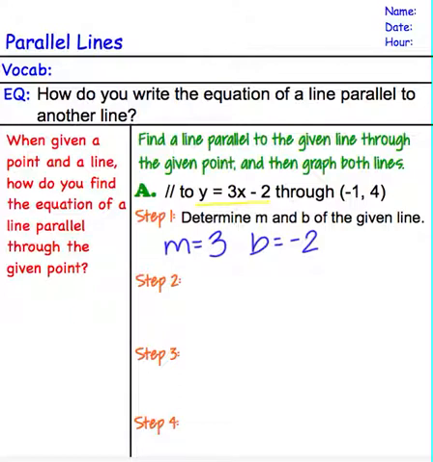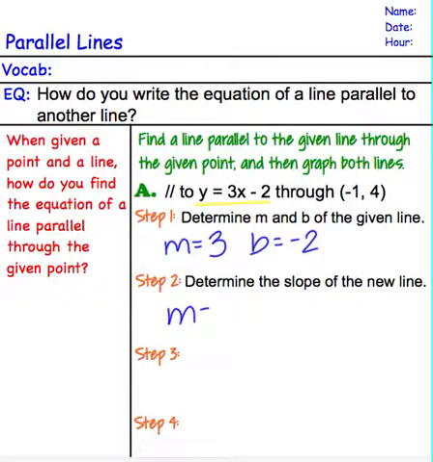Then step 2 is to determine the slope of the new line. Now if you recall from our investigation on parallel lines, we discovered that parallel lines have the exact same slope. So I know that my new slope, or my new m, is still going to be 3.